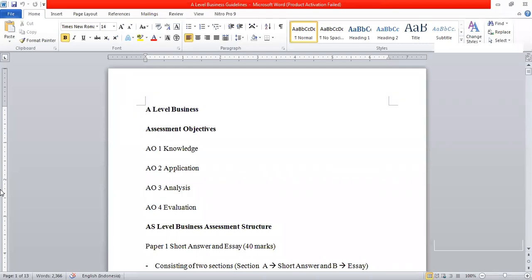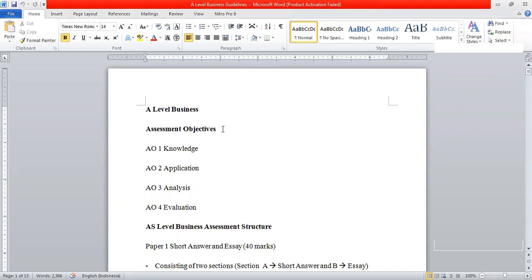Hello everyone. Today we are going to see the guideline when we want to answer the AS level business assessment. Last time we learned the syllabus for AS level. This time we are going to see how we are going to structure our answer for AS level examinations.